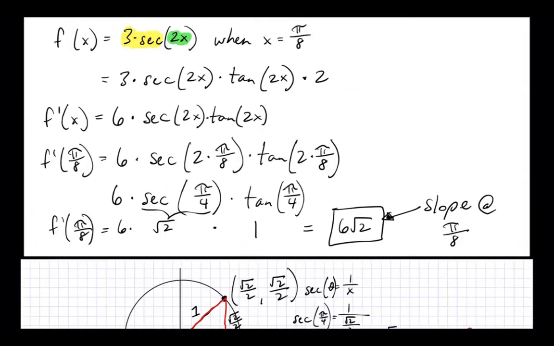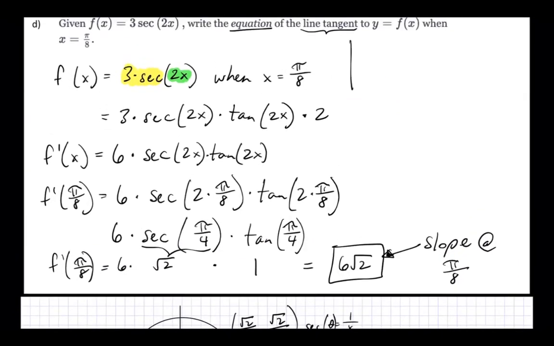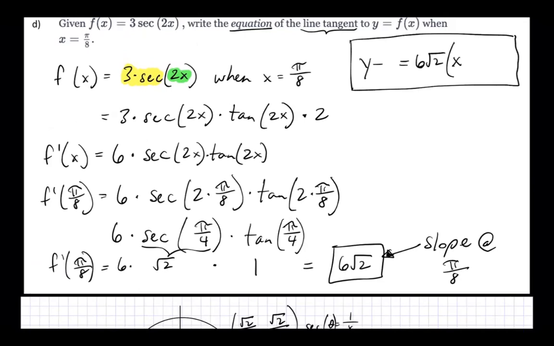Okay, so up here, I'm going to write my equation down. So I get y minus something equals slope, which is 6 times the square root of 2 over 2, or square root of 2, minus x times something. So once I get my x and my y, I'm done. One of those I already have. Which one do I already have? I already have x, right? It's right here. Pi over 8.